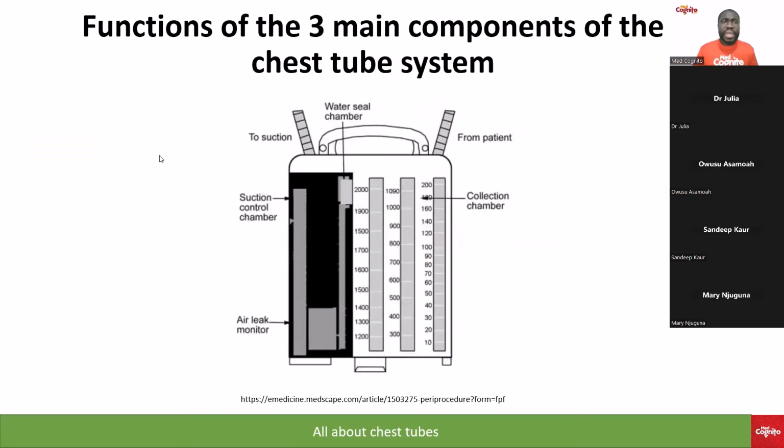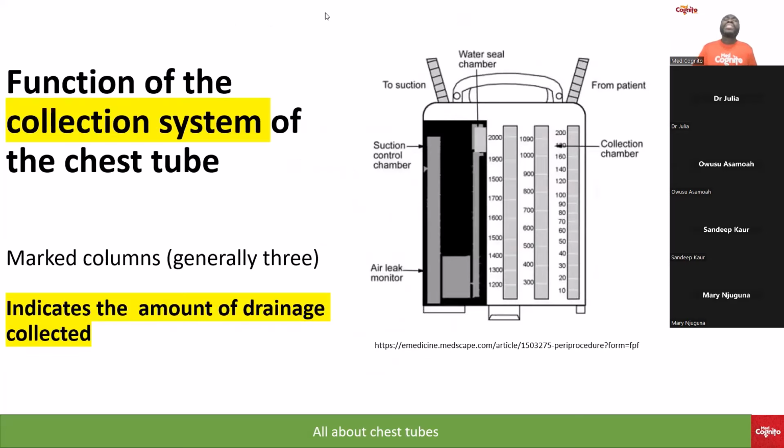Okay, so let's get into it. What are the functions of these three components of the chest tube? The collection chamber, the water seal, and the suction. Okay, so number one, the collection chamber. The function of it is that it collects, the name even speaks for itself. It collects whatever, whether it is pus, air, blood, or pleural fluid which is overproduced. It collects that into the chest tube.